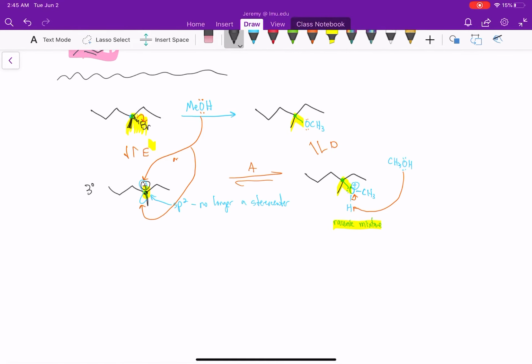And that really brings us to our next point when we're looking at the mechanism, right? We know that this first step is our rate determining step, and we're forming a tertiary carbocation, right? Why did I start with a tertiary alkyl halide here? That formed a tertiary carbocation. And what do we remember about carbocation stability?